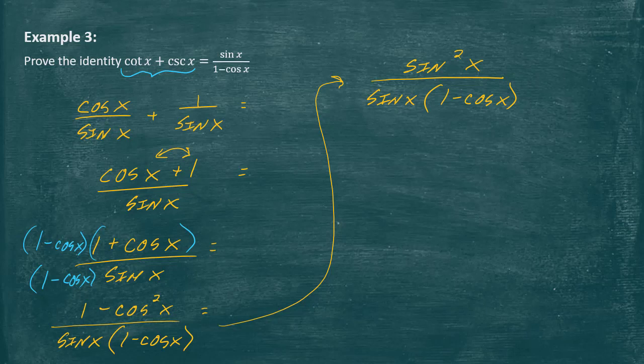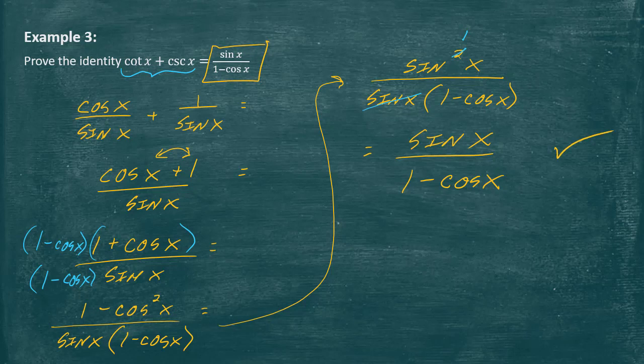At this point, I think we should all see that there's a sine of x on the bottom that can cancel one of the sine of x's on top. And now look at what we got. That's now created a sine of x on top of a 1 minus cosine of x on the bottom. And voila, that actually was exactly what we wanted. So we've checked the box. We proved just by manipulations that the left side could in fact equal the right side.